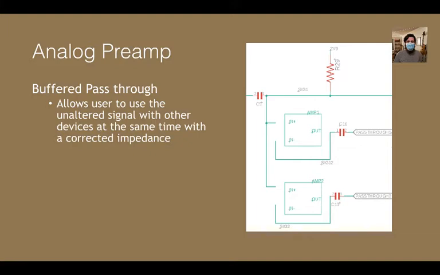This is just the buffered pass-through schematic, which you can see it just has a zero gain op amp with a DC coupling capacitor to ensure that it is centered on ground on the output.